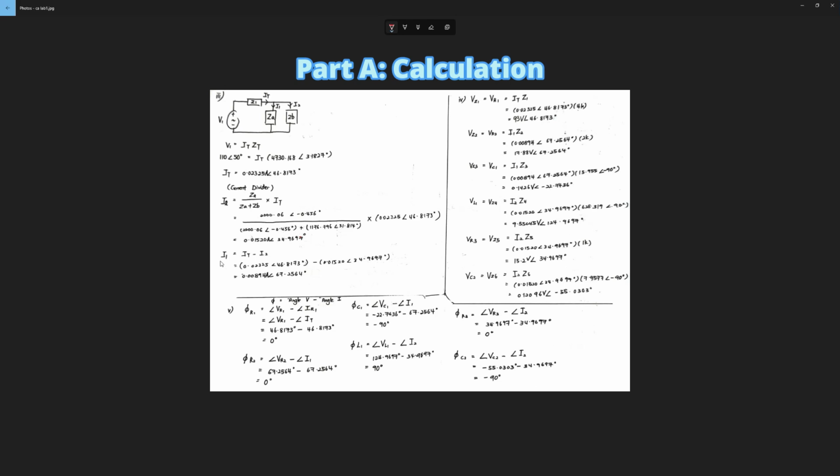So for the final one, I1 is equal to IT minus I2. So we got the values for IT and I2, and they are subtracted. So the final answer is 0.0894 ampere with 67.2564 degrees. That's all for me, Muhammad Ajwad. So thank you.